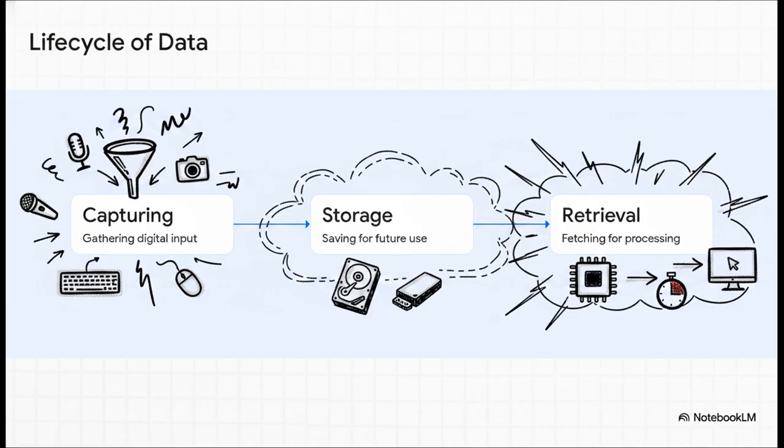First up is data capturing. That's gathering the info from different sources into a digital format. Second is data storage, saving it safely in files or databases, maybe on a hard drive or a solid-state drive, so it's there for later. And third is data retrieval, fetching that stored data as quickly as humanly or mechanically possible so the CPU can process it. Minimizing that retrieval time is literally the key to a fast computer.